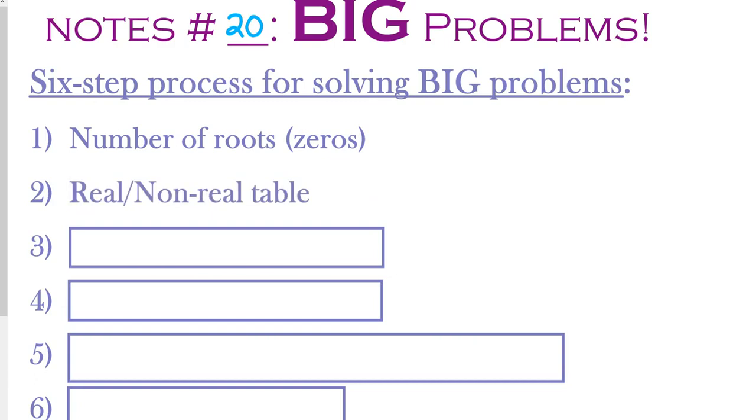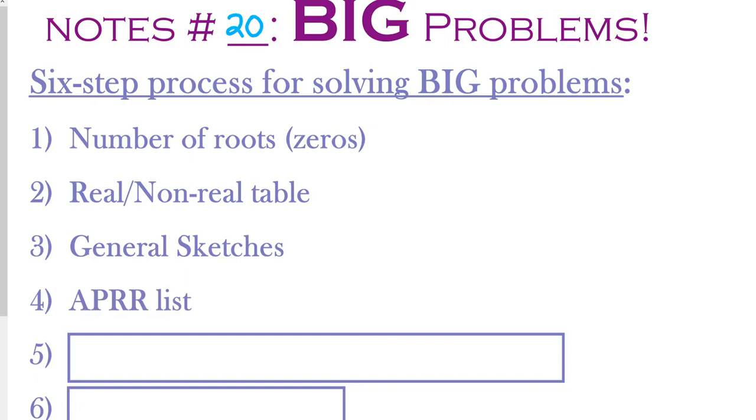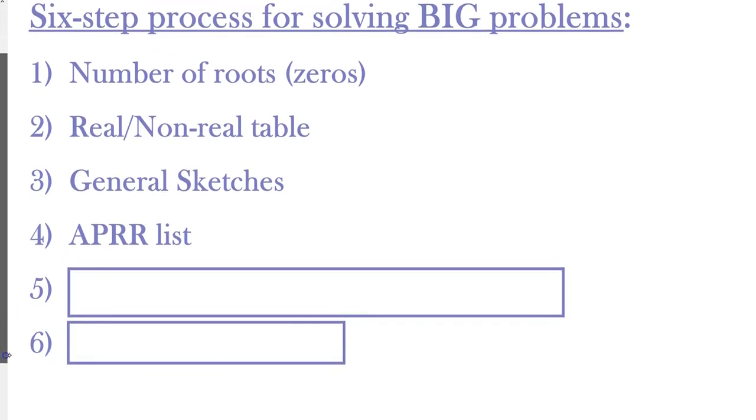Then you're going to make the real, non-real table like we practiced yesterday in our notes, saying how many of the roots could be real and how many could be non-real and all the possibilities. You're going to make the general sketches like we did yesterday, and these general sketches show the end behavior based on the leading coefficient, and they show the number of roots possible. You're going to make the APRR list because that's going to help you narrow down what to try as you're looking for roots.